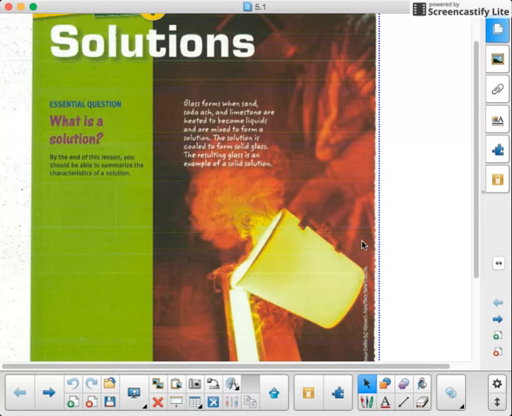This is a picture of people making glass, which is formed when soda ash, limestone, and sand are heated to become liquids and are mixed to form a solution. When they cool, then we have glass. So solutions can be all three states of matter.